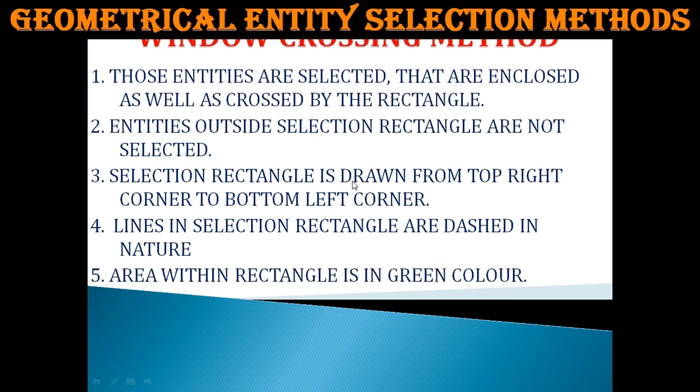The selection rectangle is drawn from top right corner to bottom left corner. So it is always drawn from top right corner to bottom left corner. Lines in the selection rectangle are dashed in nature. Earlier we saw that in the case of the window selection method, lines were solid, whereas in this case, lines are dashed in nature. The area within the rectangle is green in color.